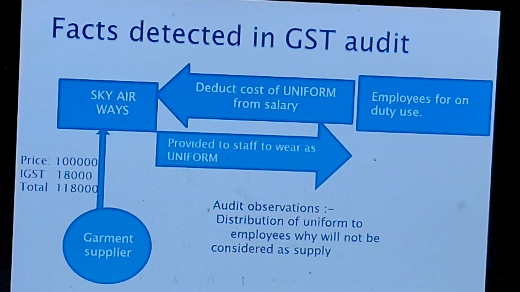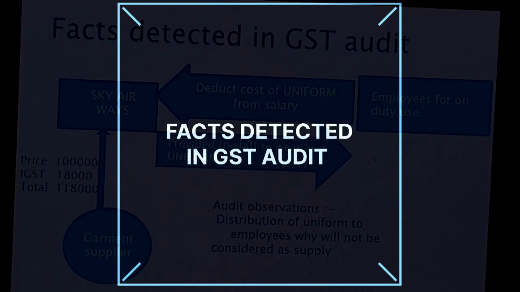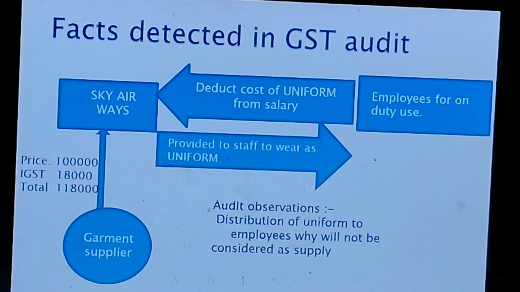Today we will discuss how GST authority unearths facts to identify hidden GST liability embedded in a transaction and forms a base of SCN to trigger GST litigation. For better understanding, facts are presented in a diagram.